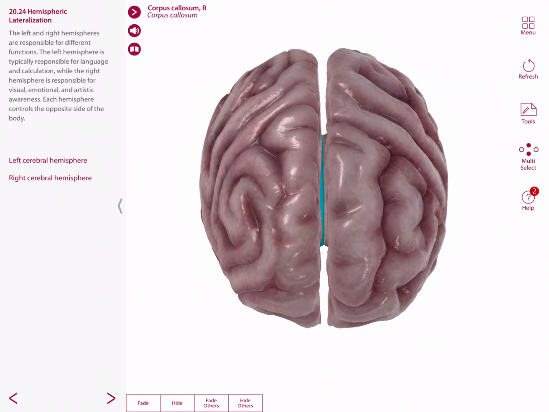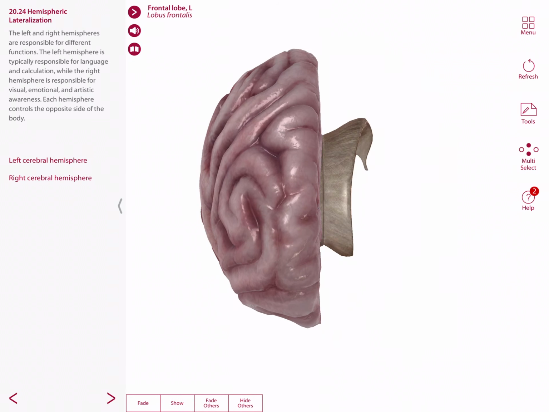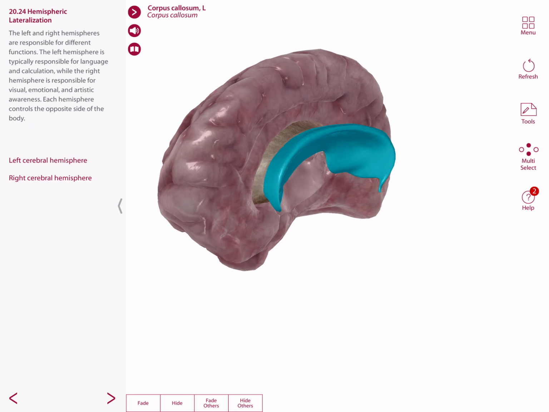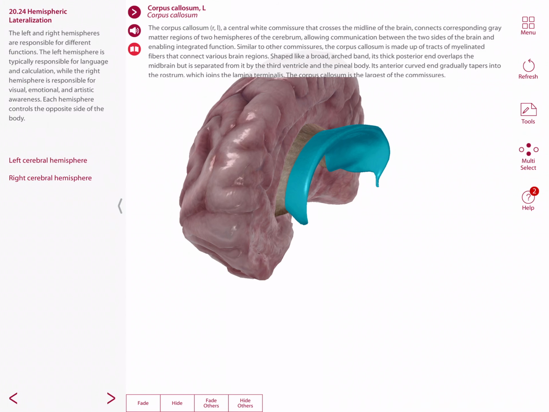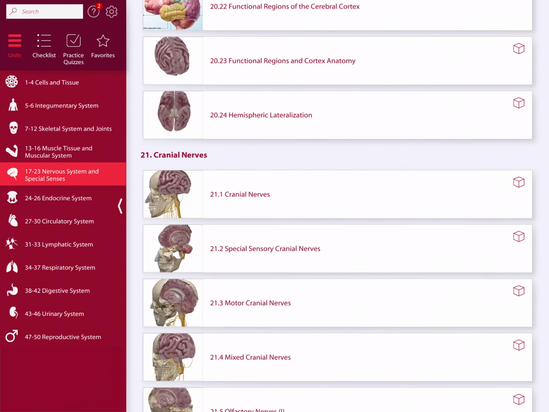If we look in here at the inside, let me make this disappear. Now we've got this structure here. This is the corpus callosum. So these are interhemispheric connections. Basically the left brain and the right brain are going to communicate between the two sides, and that's how we integrate things, through this corpus callosum.